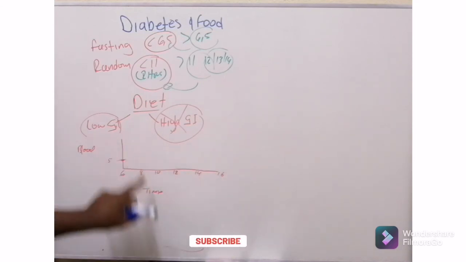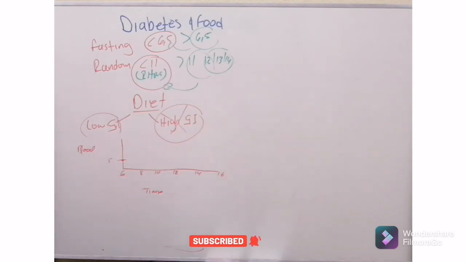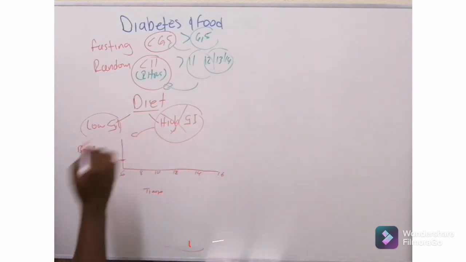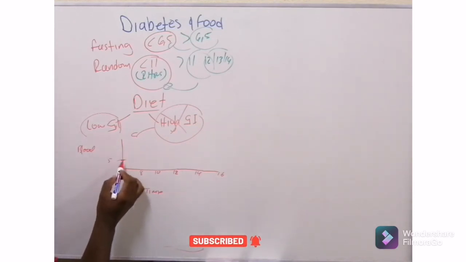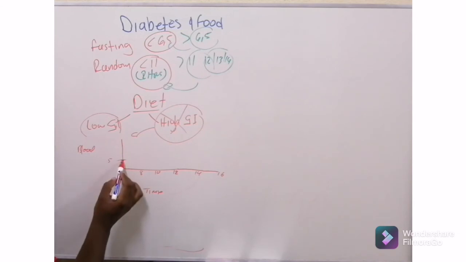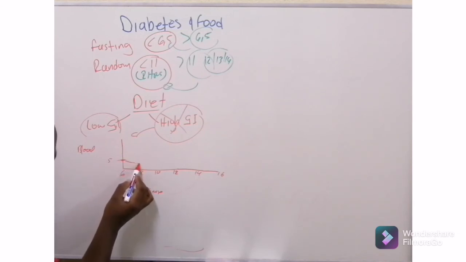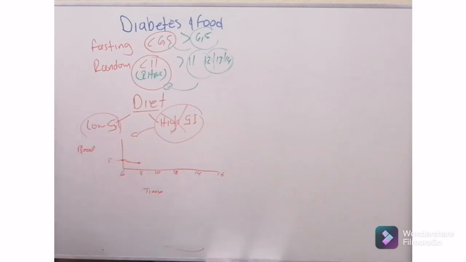So this is a normal person. This normal person is going to eat high glycemic index food, and I want to show you what it does. So I wake up at 6, but I don't eat. Maybe by the time I eat at 8 o'clock, my sugar is 4 point something. And then I eat at 8.